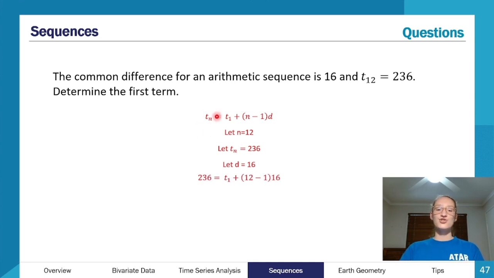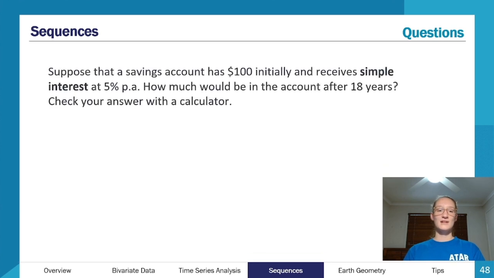So now I can substitute in because Tn, we've said, is T12, so that's 236, is equal to T1 plus bracket 12 take 1 bracket 16. So now it's just a matter of solving and isolating T1. So 12 take 1 gives me 11. 11 by 16 gives me 176. And then to isolate T1, I subtract 176 from each side, which means that T1 is 60, which is awesome because I've already found term 1 now, which is really, really good. So that's how I would approach that question there.